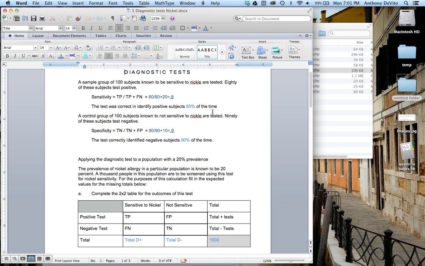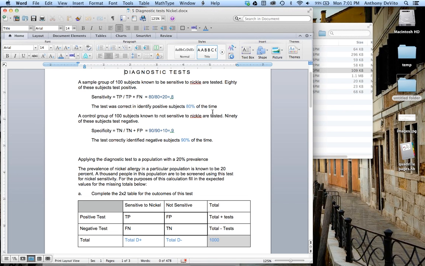What happens to the other 20 people? They tested negative, even though they have that sensitivity. What do you call those people? Those are false negatives, right? They had the disease, but they tested negative. What do you call the people that were correctly identified as having the disease? Those are true positives. So we have true positives and we have false negatives.